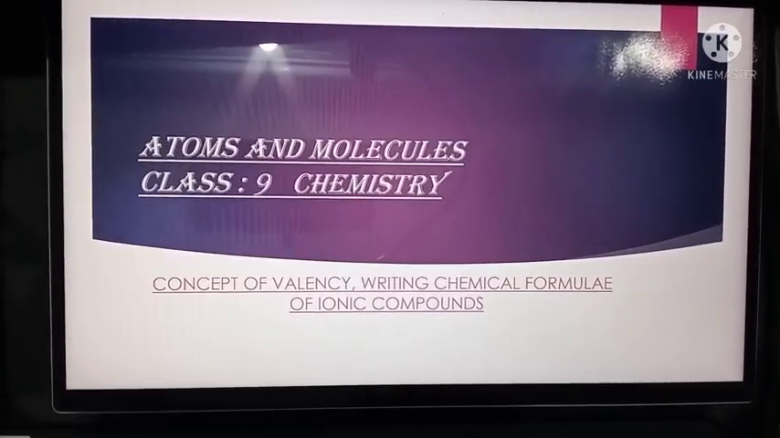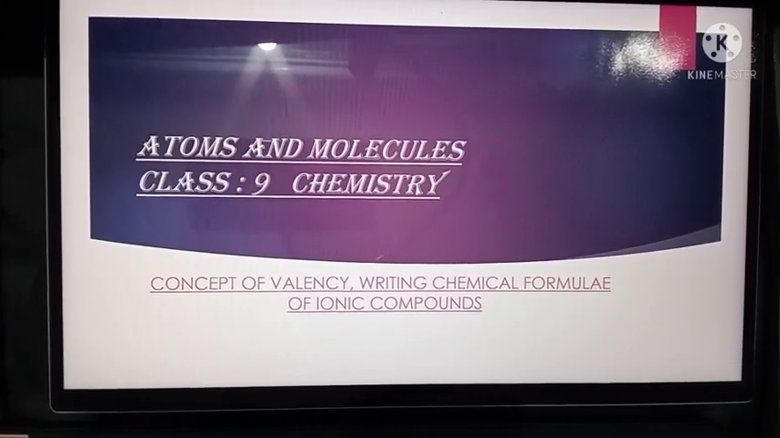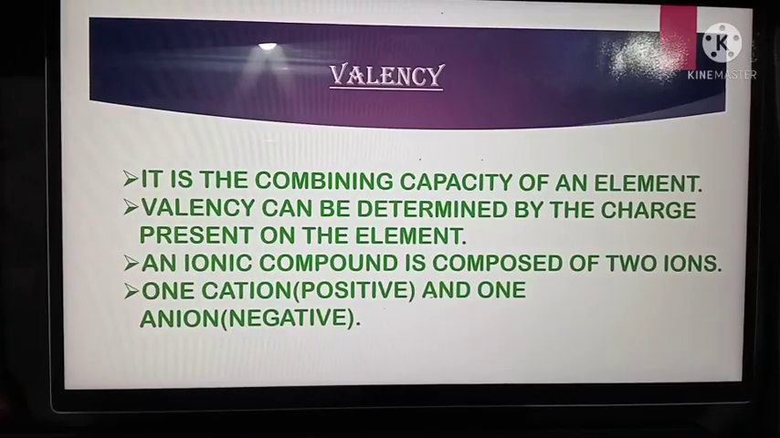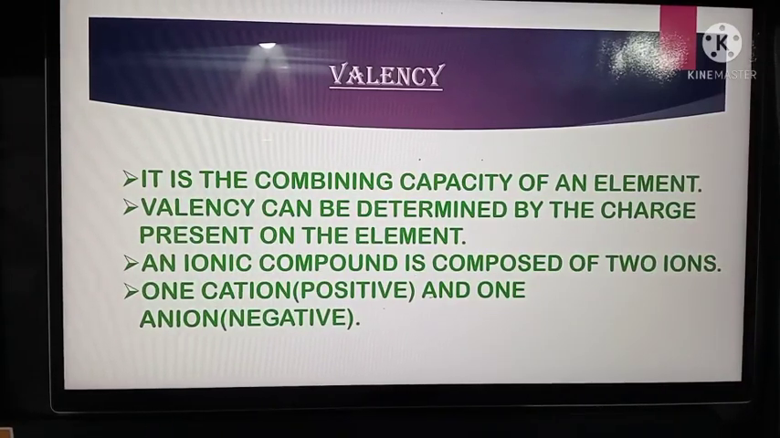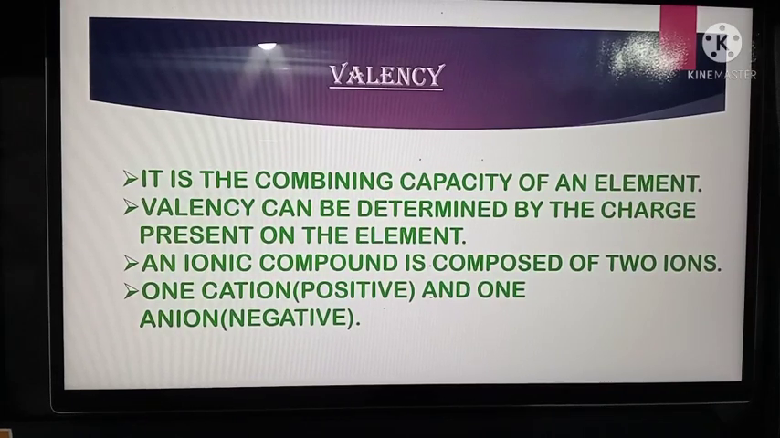So welcome to the second module of atoms and molecules. Today we'll be dealing with the concept of valency and writing chemical formulae of ionic compounds. So first of all, what is valency? Valency is the combining capacity of an element, and it can be determined by the charge present on the element. Here we will be studying about writing chemical formulae of ionic compounds.